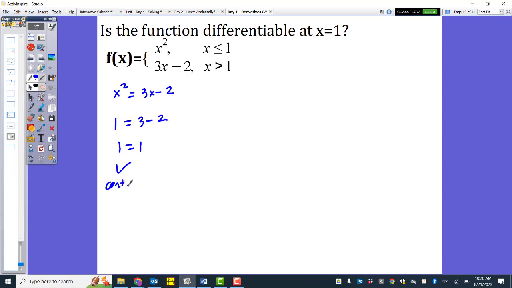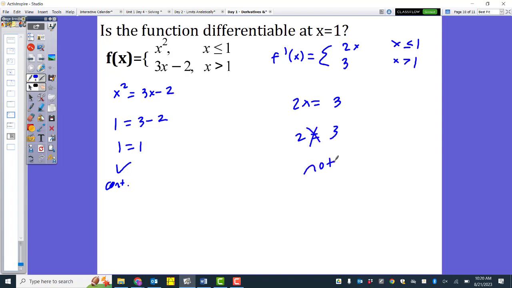Now we need to check for differentiability. We need to find the derivative. Once again, you can go through the process of the definition of derivative to find this yourself, like we did earlier. I'm just going to tell you that the derivative of the top one is 2x. The derivative of the bottom one is 3. So when x is less than or equal to 1, and when x is greater than 1. And so now we want to find, is the derivative continuous? So we'll take them, set them equal. At x equals 1, when we plug in 1, we get 2 equals 3. That is not true, so it is not differentiable. It's continuous, but not differentiable.